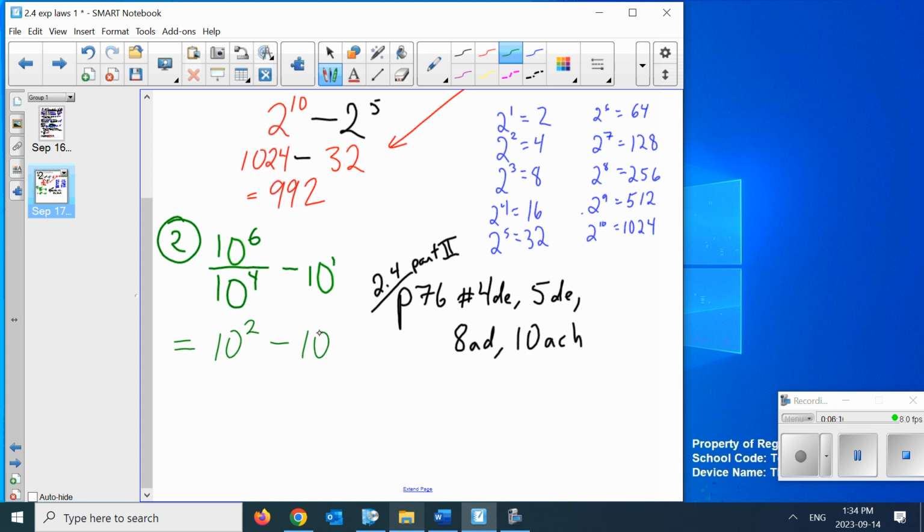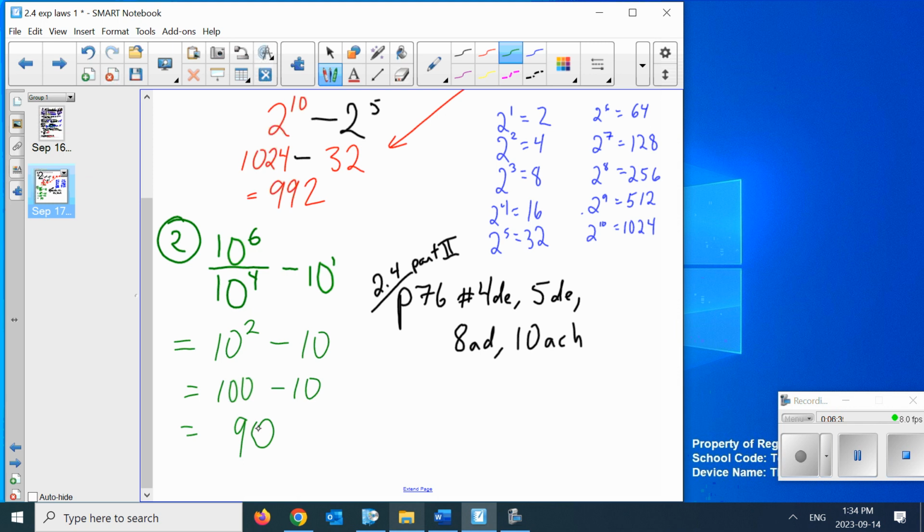We did division with exponents. And if I take 1 million and divide it by 10,000, I will get 100. That's what 10 squared is. Except that I can do this one in my head a little easier when it's power of 10. There we go, 90.